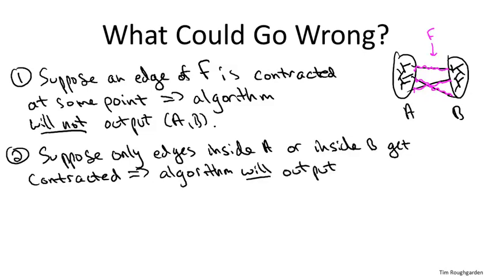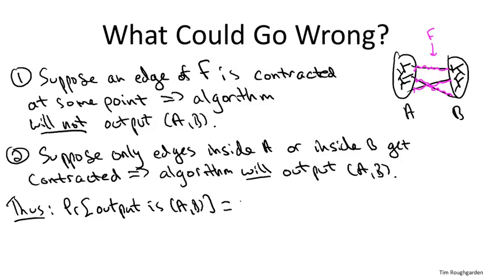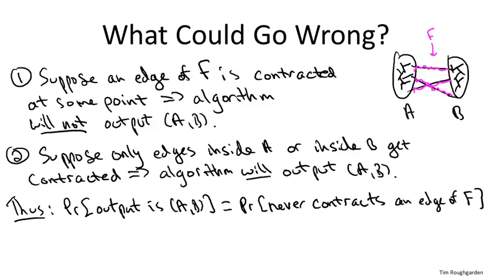Summarizing, the contraction algorithm will do what we want. It will succeed and output the cut A, B if and only if it never chooses an edge from capital F for contraction. Therefore, the probability of success, that is the probability that the output is the distinguished min cut A, B, is exactly the probability that it never contracts an edge of capital F. So this is what we're going to be interested in here. This will be the object of our mathematical analysis: the probability that in all of the n-2 iterations we never contract an edge of capital F.